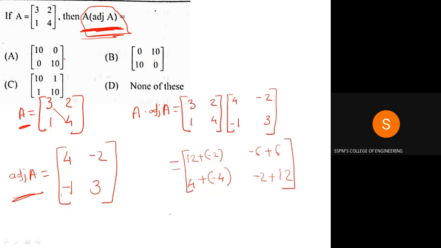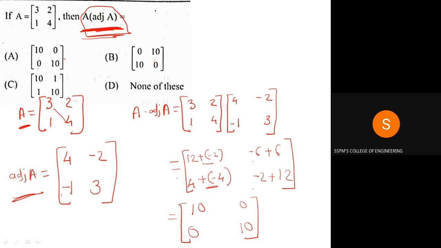So we will solve this now. 12 plus minus 2, that is 12 minus 2, it is 10. Minus 6 plus 6, they get cancelled, so it's 0. Again, 4 plus minus 4, they get cancelled again. This comes out to be 0. So minus 2 plus 12, that is 12 minus 2, which is 10.